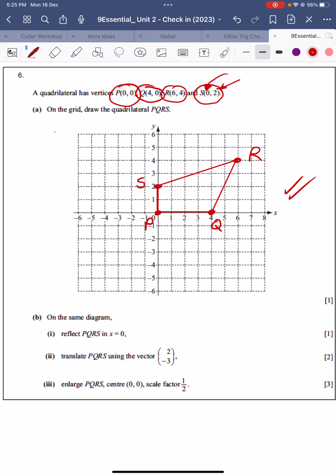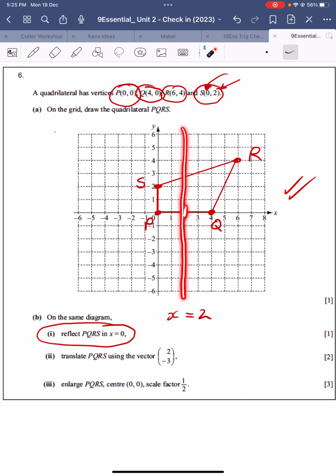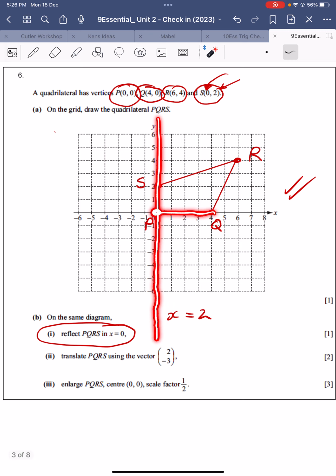And now we want to reflect the quadrilateral in x equals 0, all right? Well, look, x equals 2 would be a vertical line going through the x coordinate of 2. So there's x equals 2, there's x equals 3, and here is x equals 0, all right? So x equals 0 is another word for the y-axis. So we can see, can't we, that the Q number would be reflected here, the S would stay the same, and the R would be reflected all the way down to here.